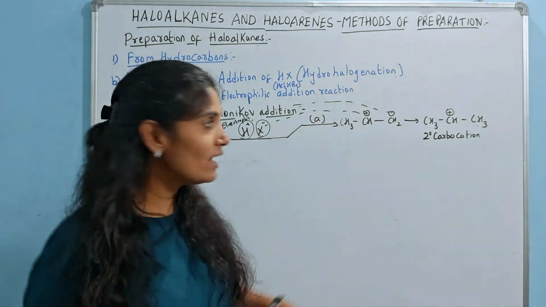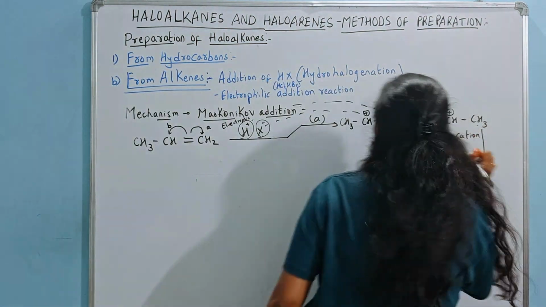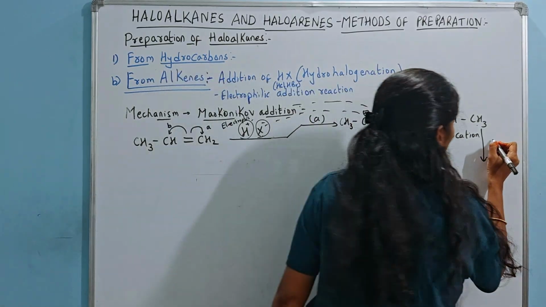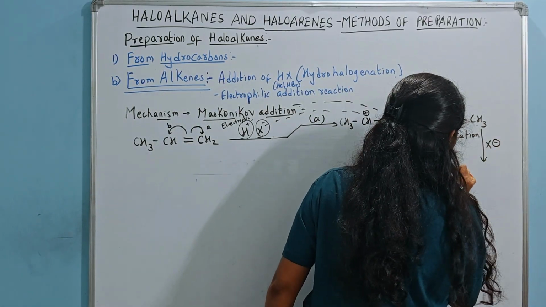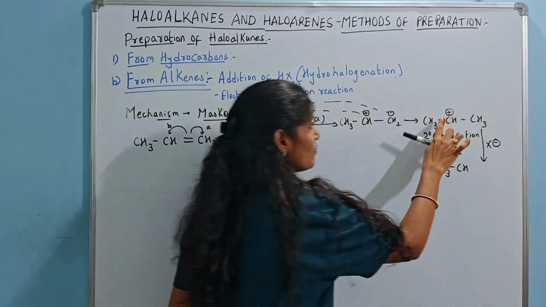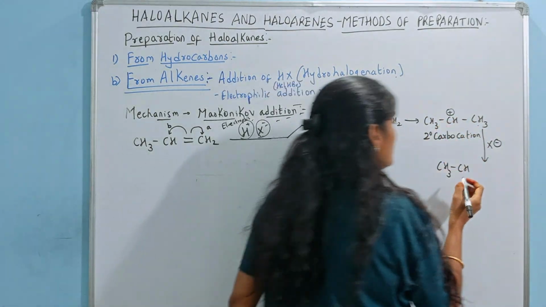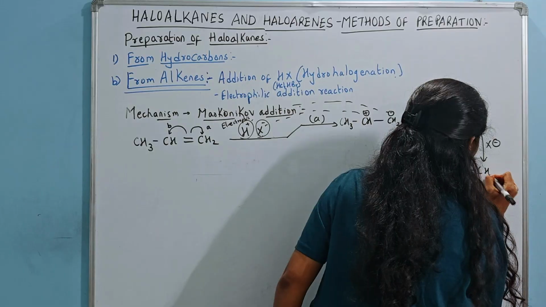First the electrophile has attacked. Now what is my other part, my nucleophilic part? Now the nucleophilic part goes and attacks. The nucleophilic part obviously will attack the positively charged carbon. So this is my product.